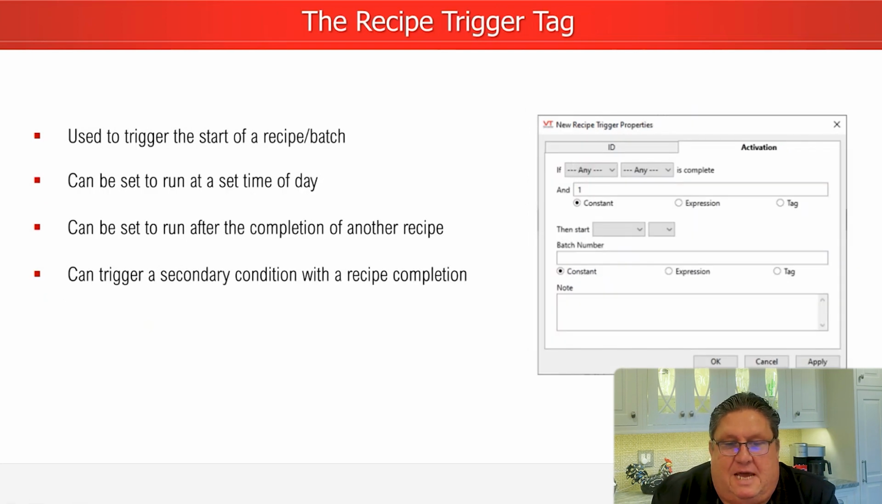Then the recipe trigger tag. This is where you can start up a certain recipe or a certain batch, run it based on a certain time of day, and then you can also trigger a secondary condition when the recipe completes from that recipe trigger tag. So it's a really cool feature.